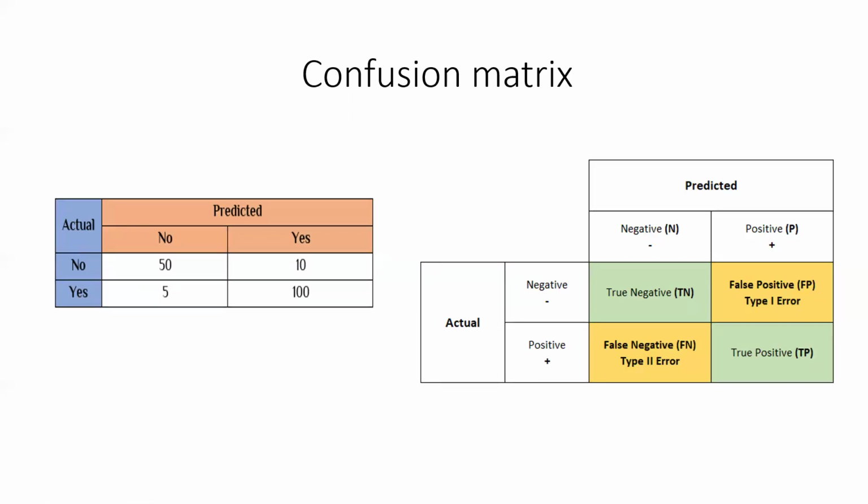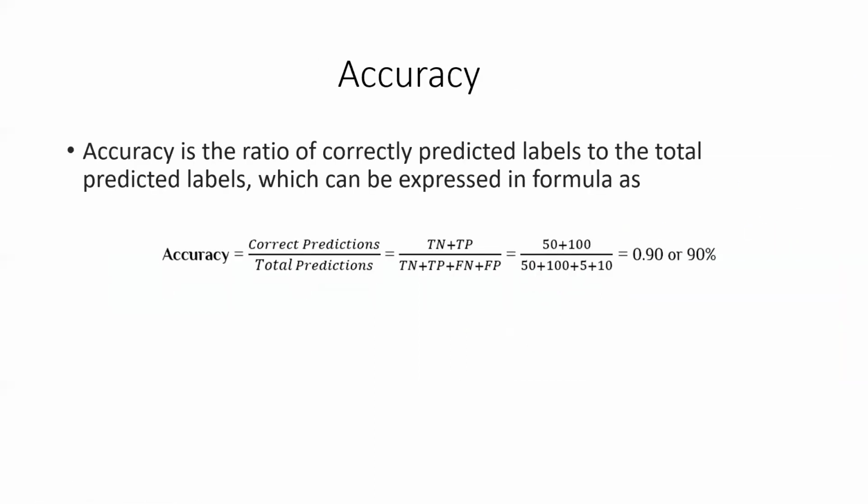So using this confusion matrix, we will calculate accuracy, precision, and type 1 and type 2 error. I will explain later why this is needed for the sample size calculation. The confusion matrix is one of the basic concepts for sample size calculation. Type 1 error means false positive, type 2 error means false negative. Now we will see what accuracy is. Accuracy is the ratio of correctly predicted labels to the total predicted labels.